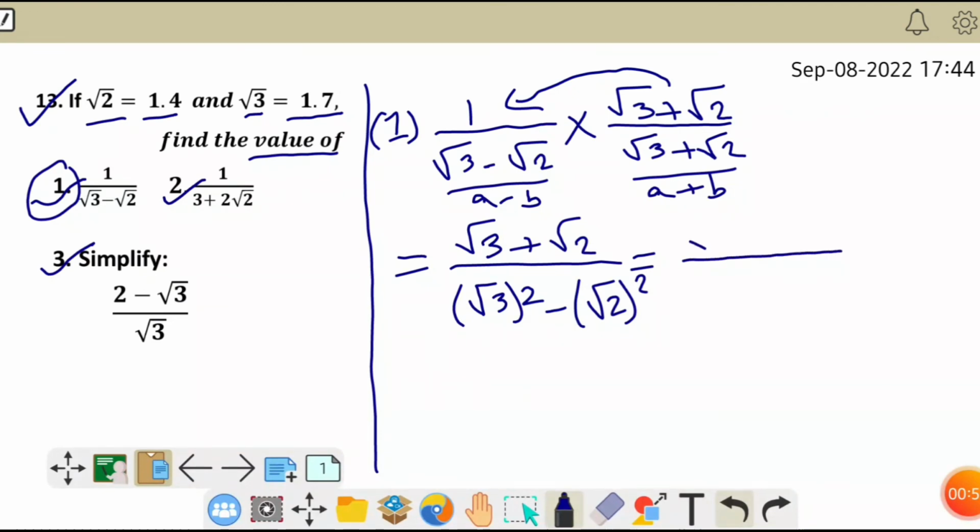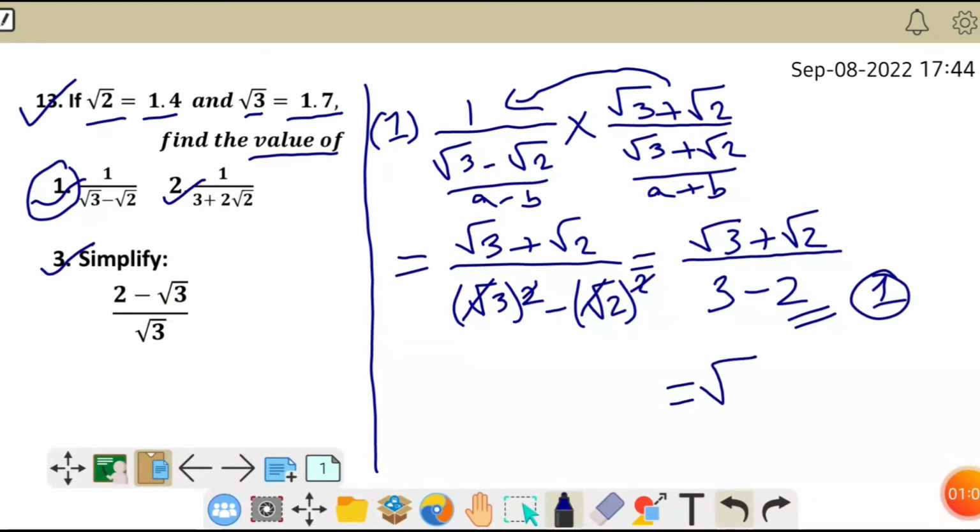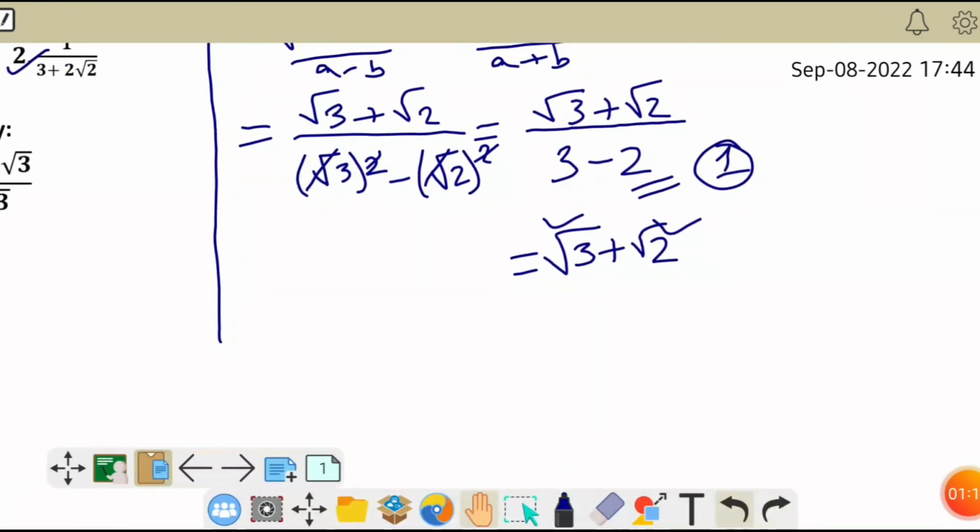Now we get root 3 plus root 2. In the denominator, the square will cancel the root, we'll have 3 minus 2, that is 1. So we get here root 3 plus root 2. Now by putting the value of root 3, that is 1.7, and root 2, that is 1.4, we'll have the final answer, where root 3 value is 1.7 and root 2 is 1.4.